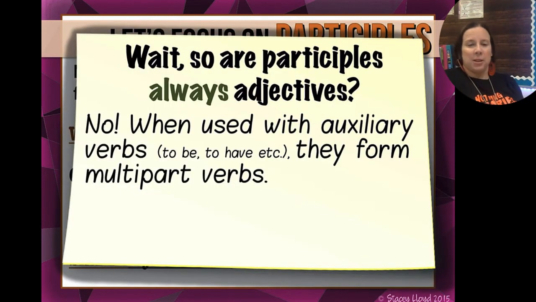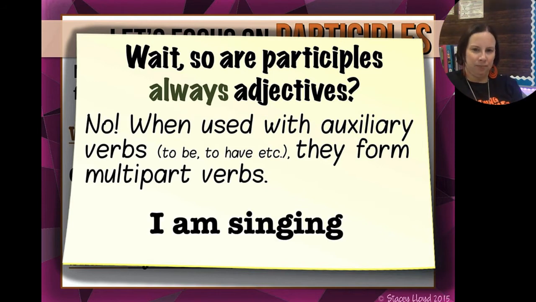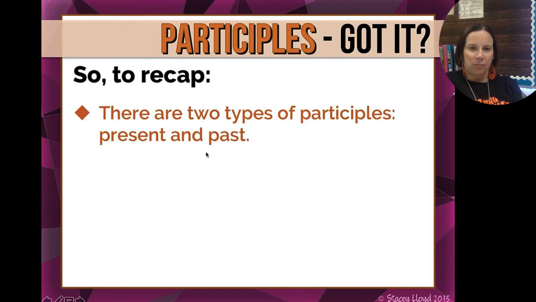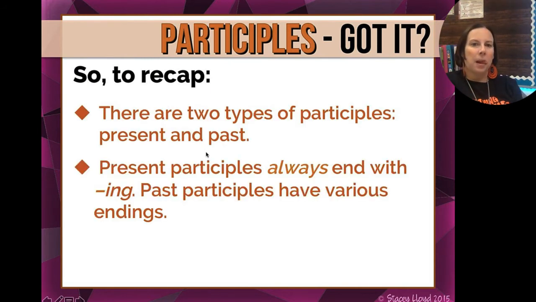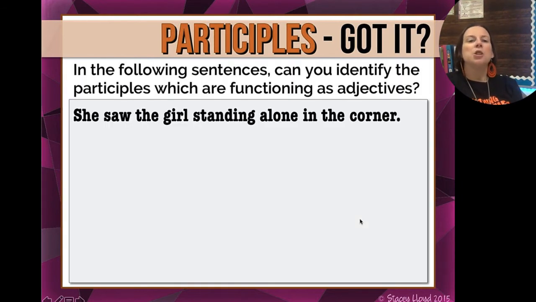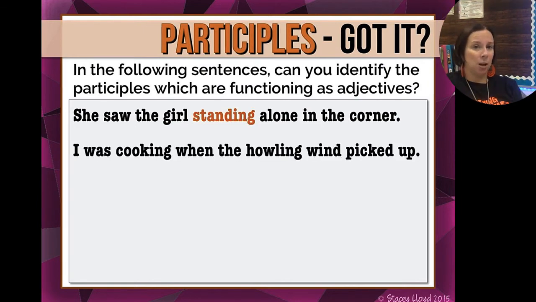Are participles always adjectives? No. When used with auxiliary verbs, to be, to have, they form multi-part verbs. I am singing. So here's our auxiliary verb, and here's our present participle. So there are two types of participles, present and past. Present participles always end with ing. Past participles have various endings, and participles are verbals that function as adjectives. Let's see. She saw the girl standing alone in the corner. Which girl? The one standing alone. I was cooking when the howling wind picked up.